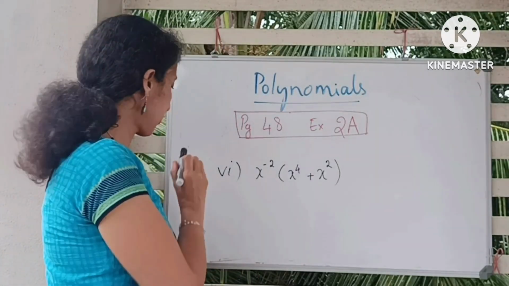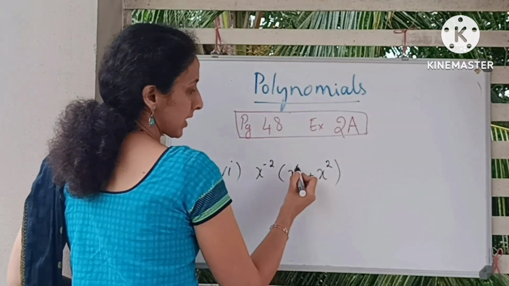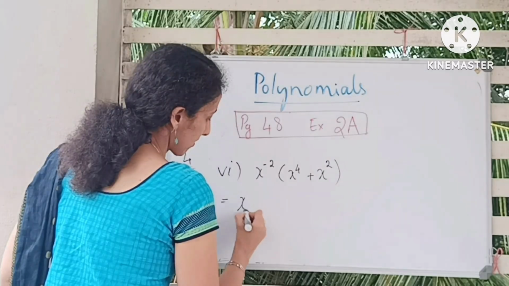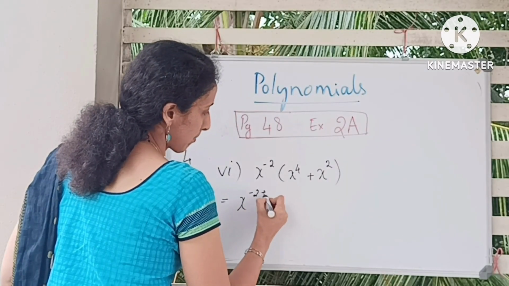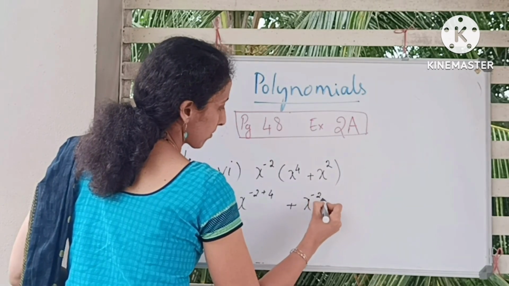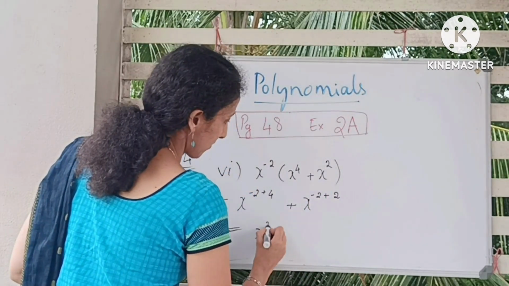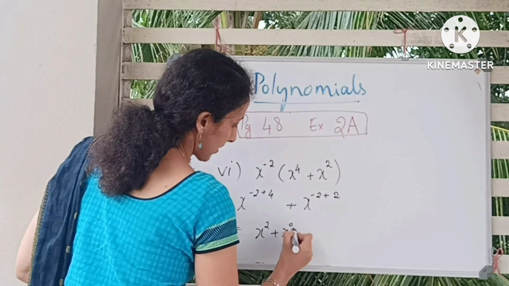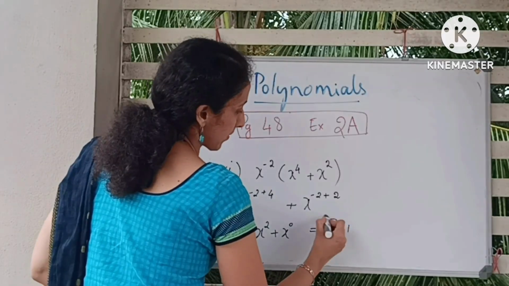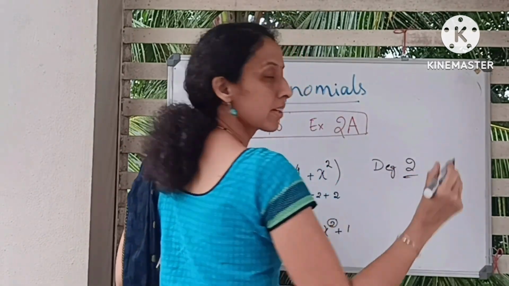The sixth problem in fourth main, that is x to the power minus 2 into x to the power 4 plus x to the power 2. This is equal to x to the power minus 2 plus 4 plus x to the power minus 2 plus 2. This is equal to x to the power 2 plus x to the power 0, that is equal to x to the power 2 plus 1. The highest power is 2, therefore degree of this polynomial is 2.